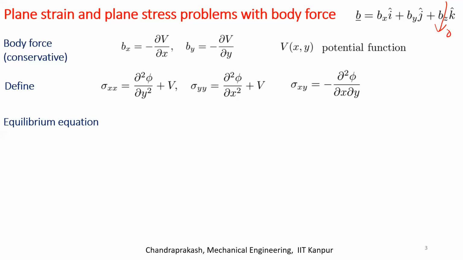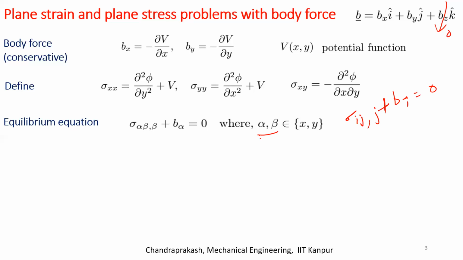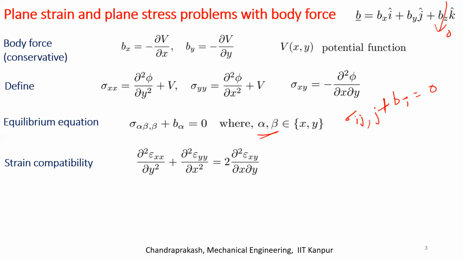We start with the equilibrium equation, right? In the 3-dimensional case, you will write sigma ij comma j plus bi is 0, right? And when it is 2-dimensional, the notation is alpha and beta, something which you have learned in your part 1. What is the starting point? This is the starting point, the strain compatibility equations.